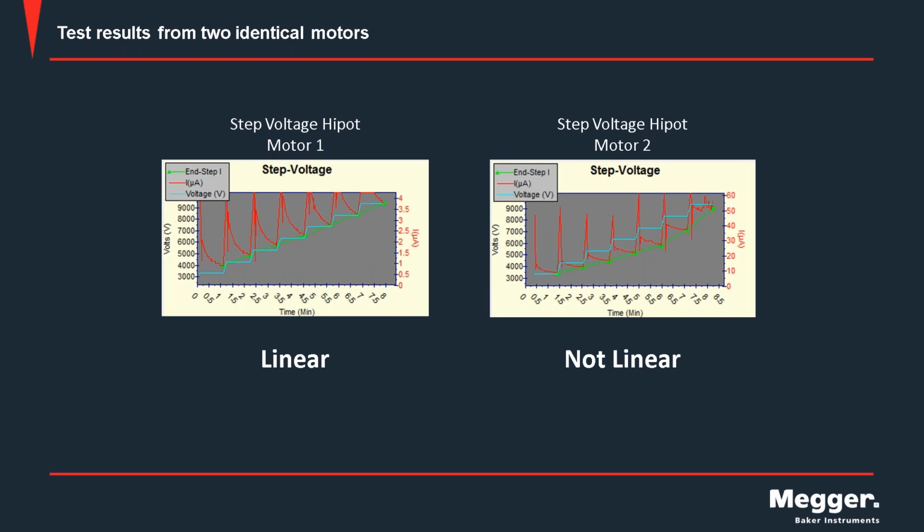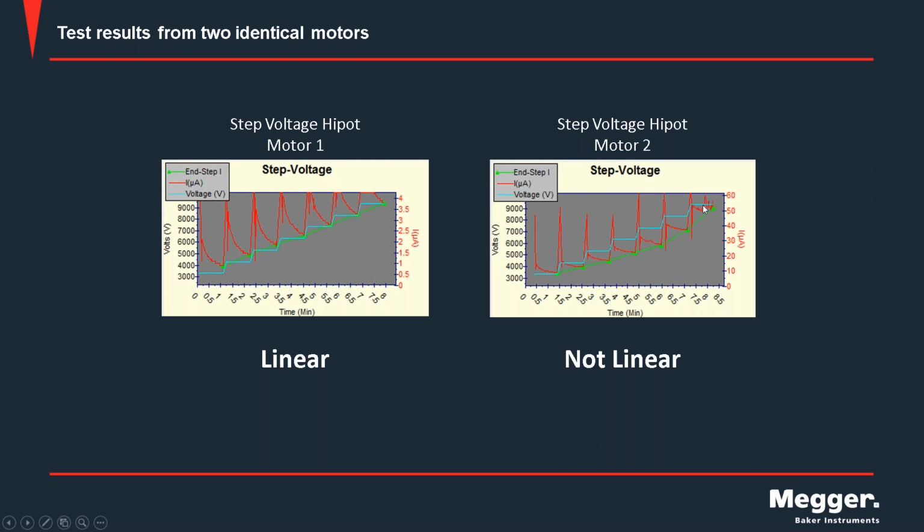But we move on and we do the step voltage test. Now remember, step voltage testing is increasing the voltage so that we can evaluate the insulation's condition to withstand those high surges that it's going to endure during the switching cycles. And so we want to see this, like in motor 1, we want to see this nice linear response. And motor 2, we see this deviation from linearity.